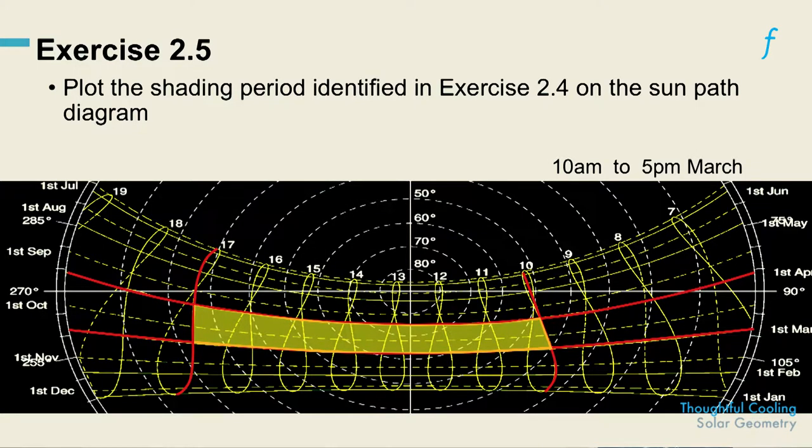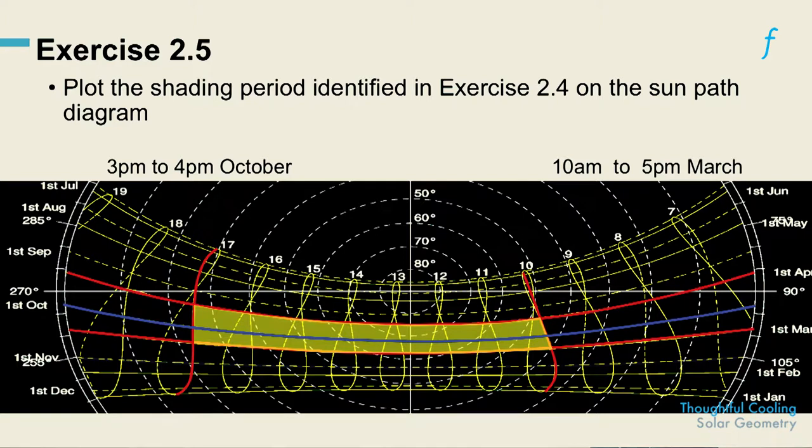All right, so this is, say, for example, one shading requirement. Another one from that same chart could be, I also need shading devices during this time of the year, from 3 p.m. to 4 p.m. in October. What does that look like? So let's look at the October month. All right, so this is 1st of November.